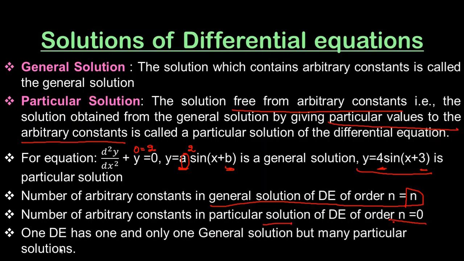The third statement says a differential equation has one and only one general solution but many particular solutions. Now this is a very obvious statement. The general solution will be only one. So this is a general solution. But as you change the values of a and b, the particular solutions will keep increasing, right? So therefore, there can be more than one particular solution as you change the value of the arbitrary constants. But the general solution is only one.